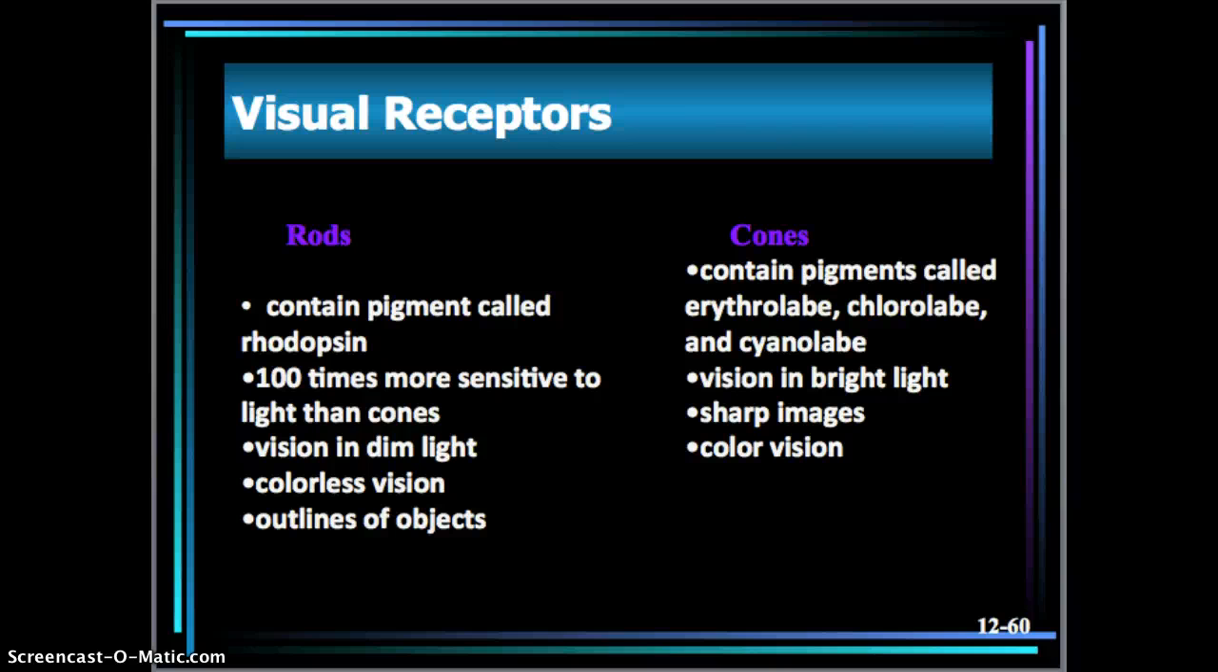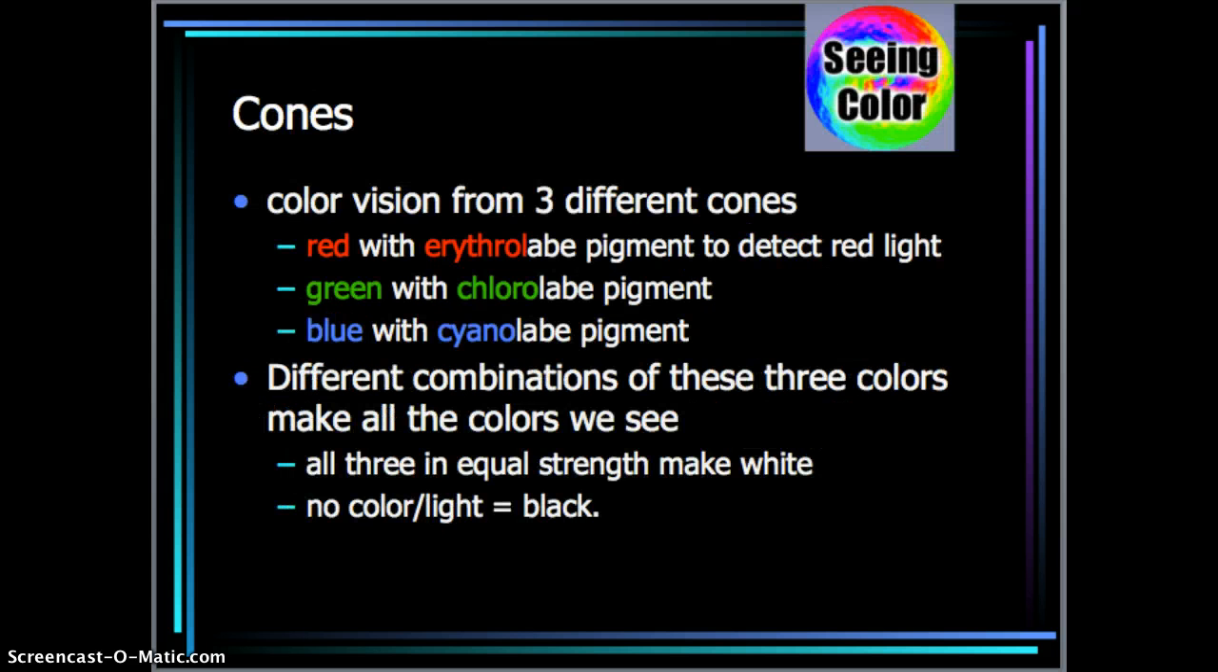The rods are 100 times more sensitive to light than cones, so we use them more for vision in dim light. They also help us with colorless vision, and they work more to outline general objects, whereas cones work more to give sharper images. And I'll go into why in a few slides.